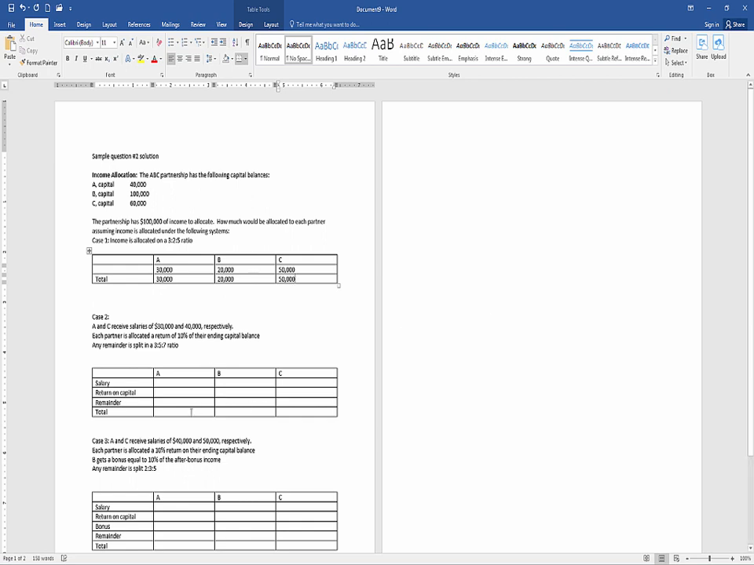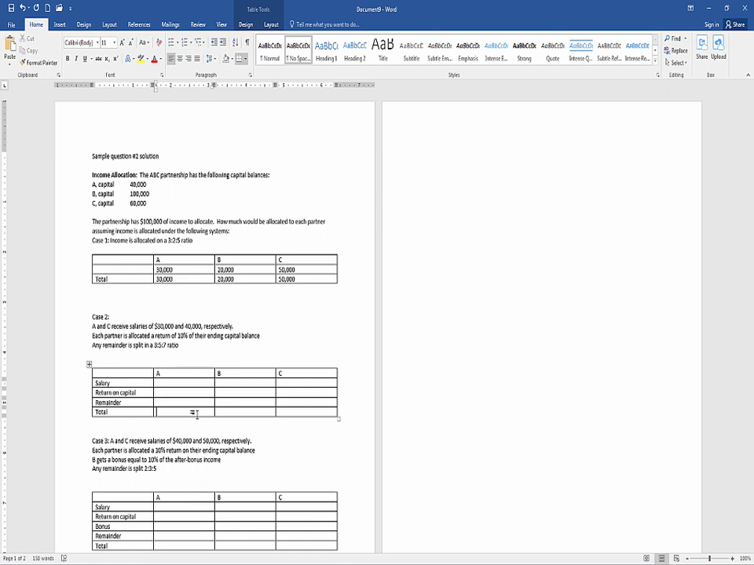Case 2: A and C receive salaries of $30,000 and $40,000 respectively. Again, it may be that A and C put a great deal of time into the partnership, and B is the silent partner who doesn't really take an active part in the partnership. So A and C get a salary to compensate them for the time they've invested. Each partner is also allocated a 10% return on their ending capital balance.